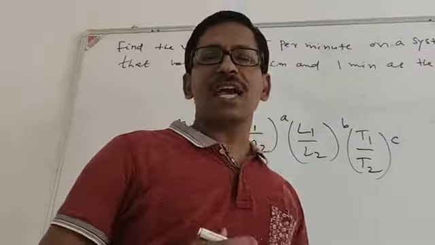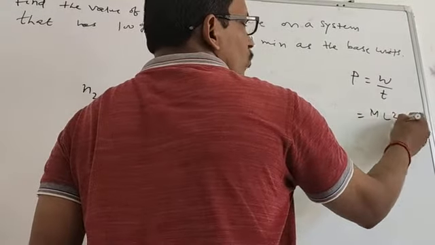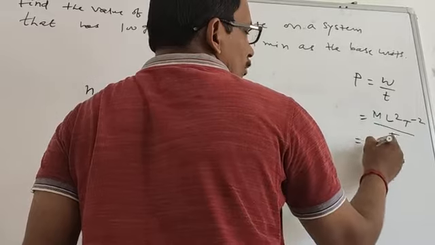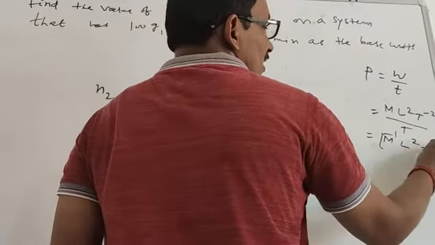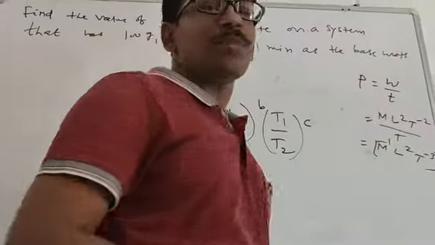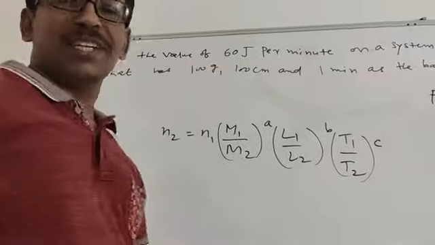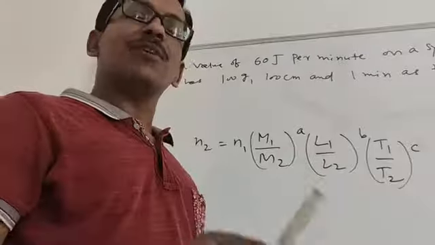First, let us write the dimensional formula. The work done is M L2 T minus 2 divided by time, which is T. So it will be M1 L2 T minus 3. This is the dimensional formula for power. And power is given as 60 joule per minute. Let us convert minute into second so that you can get the value in the SI system.